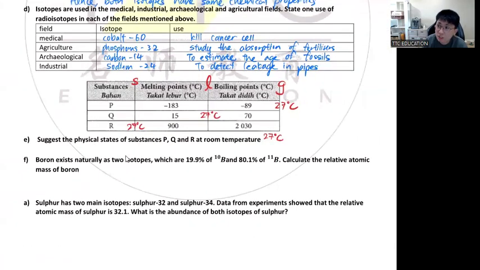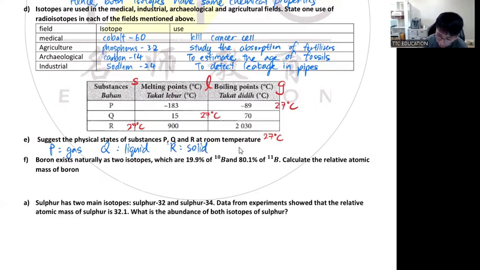So they ask for the physical state of substances P, Q, R at room temperature. From here we can say that P will be gas, Q will be liquid, and R will be solid.